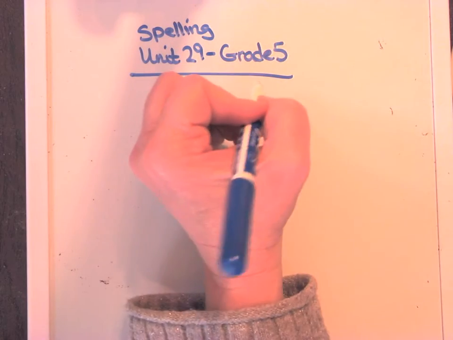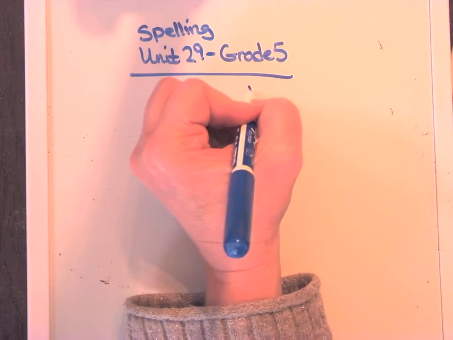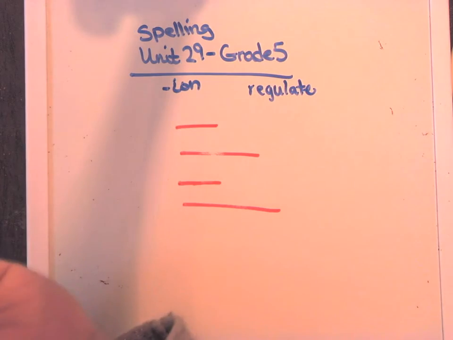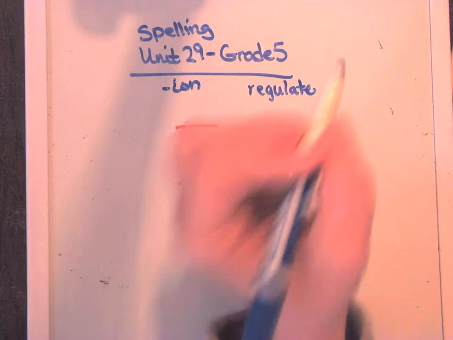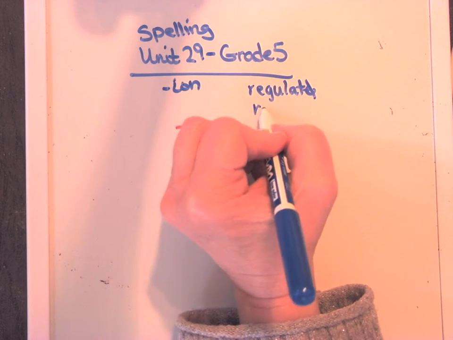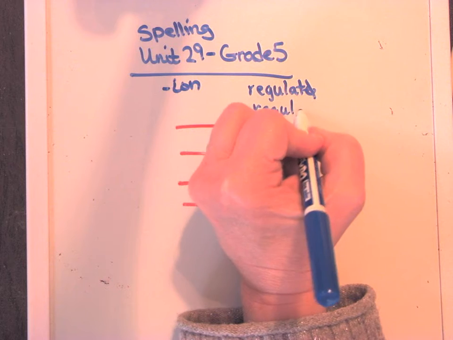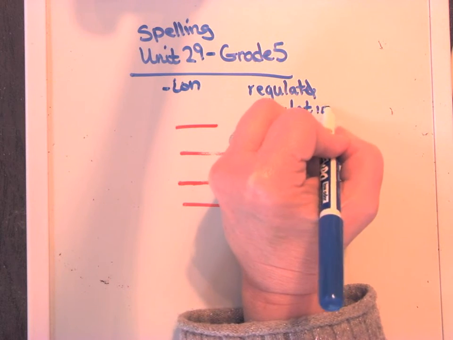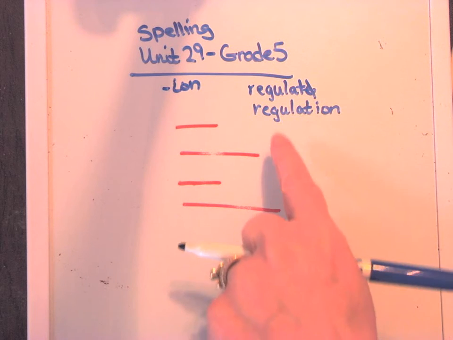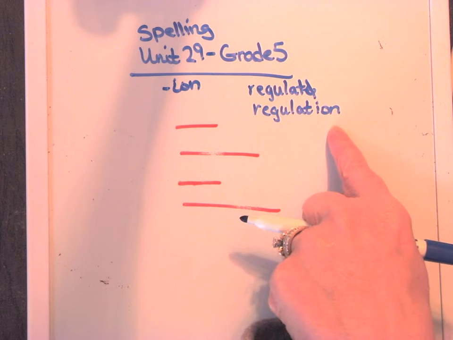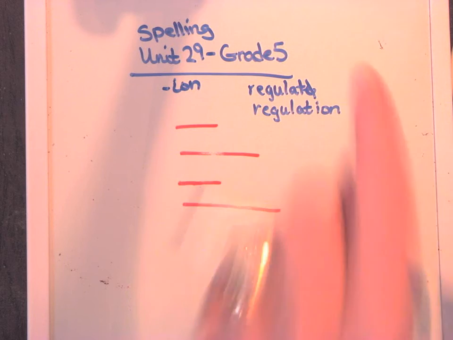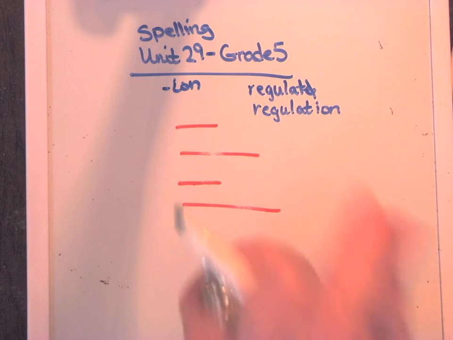If our base word ends in an E, then we want to drop the E and add the ION. So if I have the word regulate, it ends in the E, so I'm going to drop that E and add the ION. After dropping the E, now I have regulation. So we went from regulate to regulation. We drop the E and we add the ending.